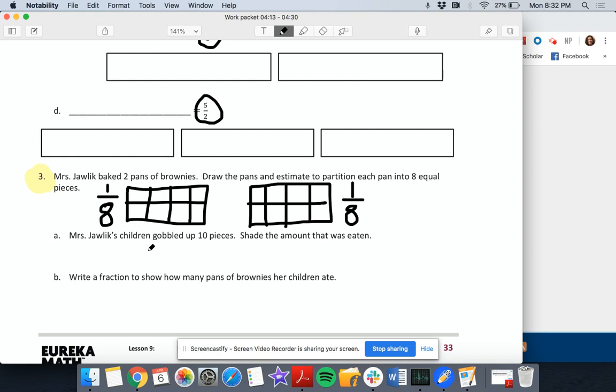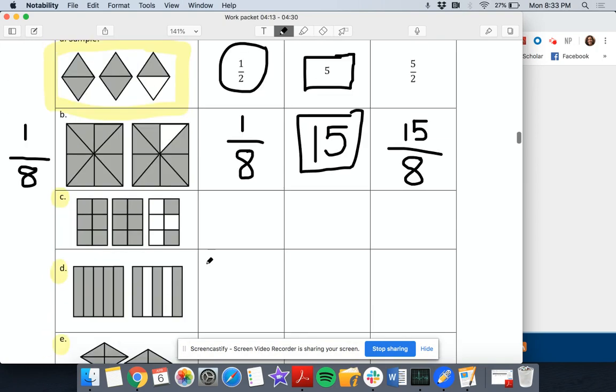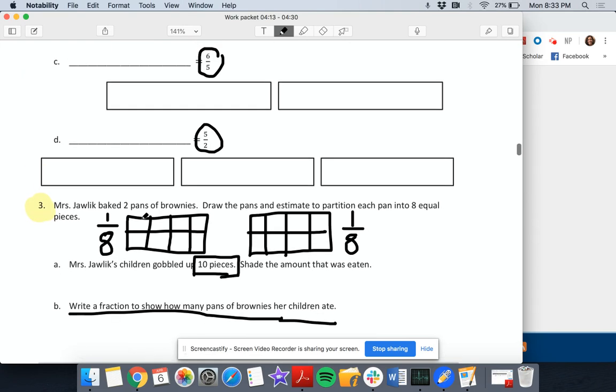Question A, Mrs. Jollick's children gobbled up 10 pieces. Shade the amount that was eaten. So you need to go back to your diagram and shade in 10 boxes. 10 brownies were eaten. And then your next step is to write a fraction to show how many pans of brownies her children ate. Okay, and then you guys can use these examples to help you out for 3B. Okay, math stars?